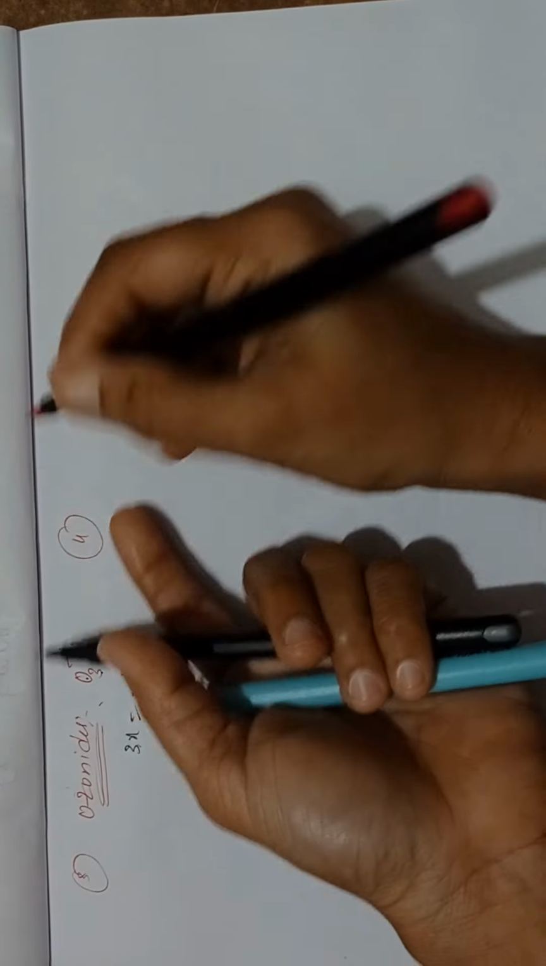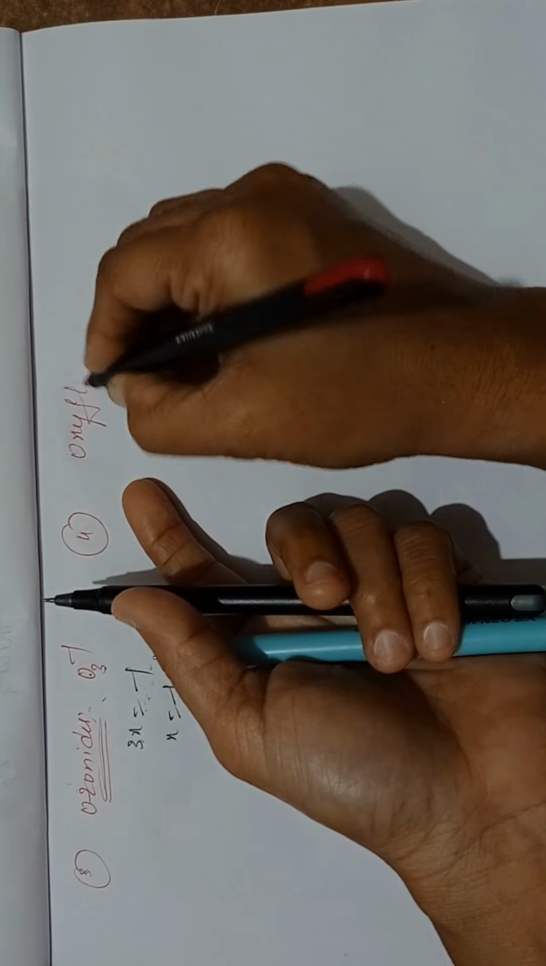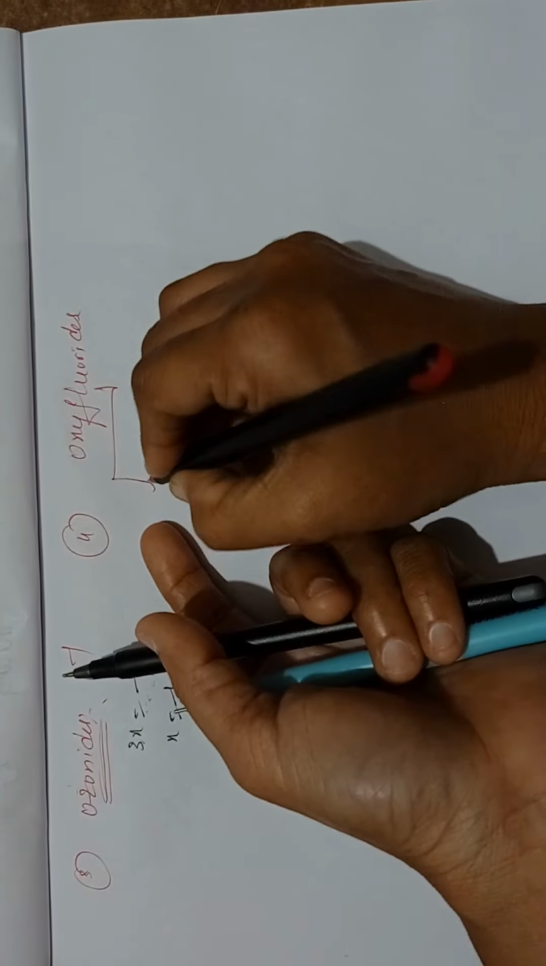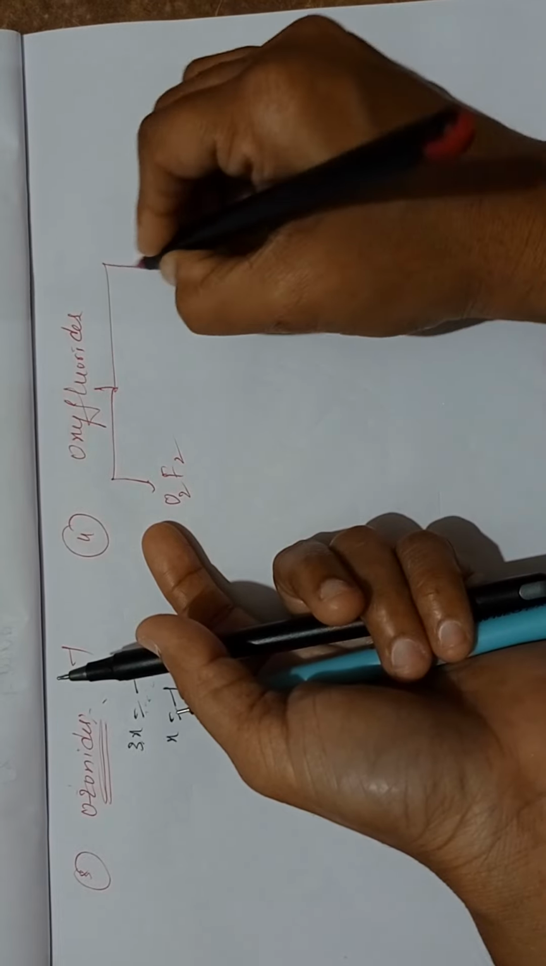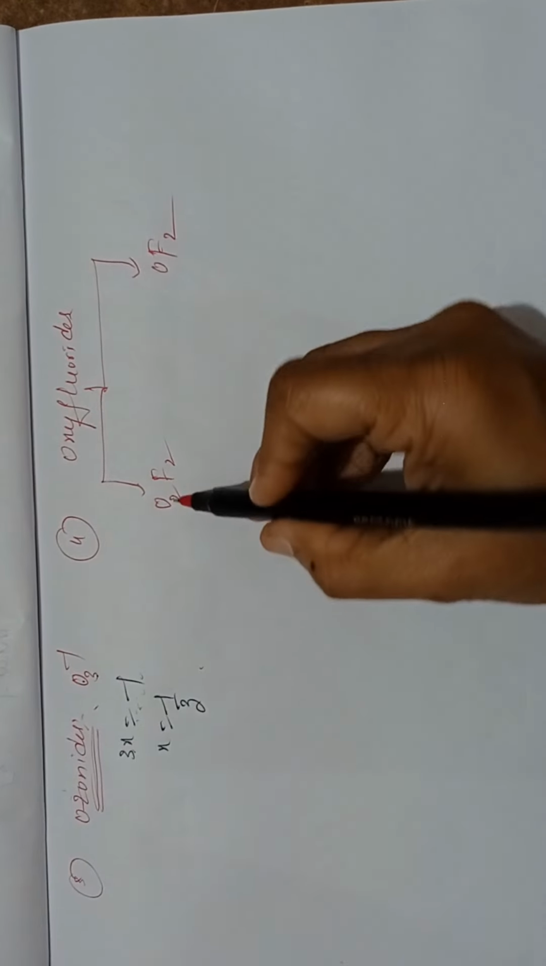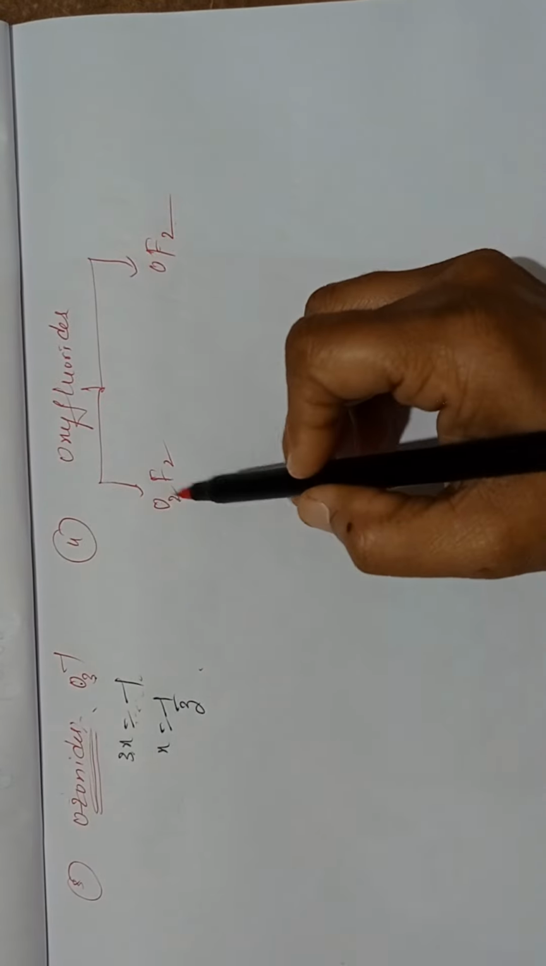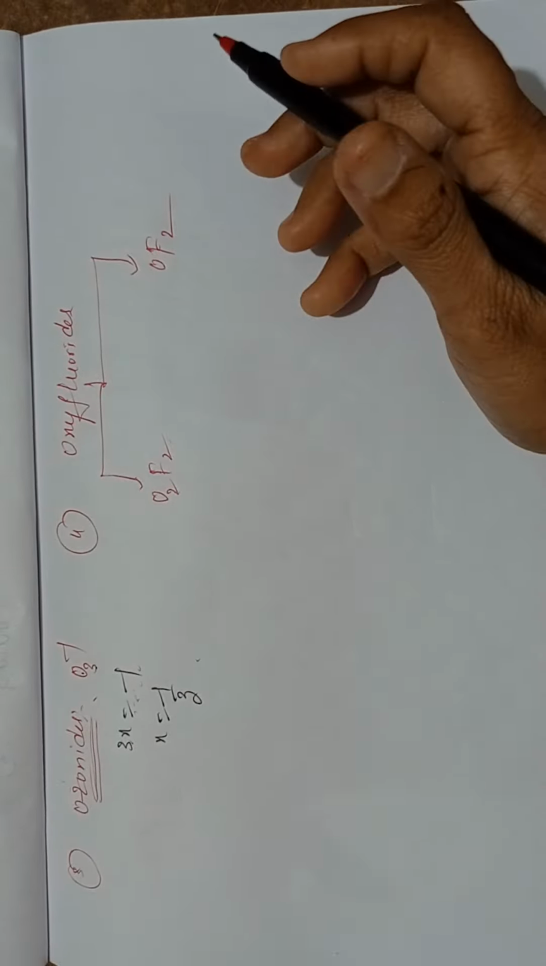Now fourth case, students, what is the fourth exception? In case of oxy fluorides. In case of oxy fluoride, students, there are two types. One is O2F2, another one is OF2. This is dioxygen difluoride. Okay, this is oxygen difluoride. Are you understanding?